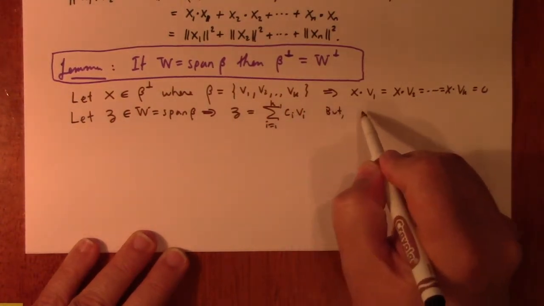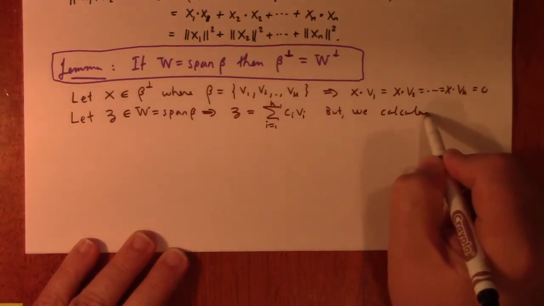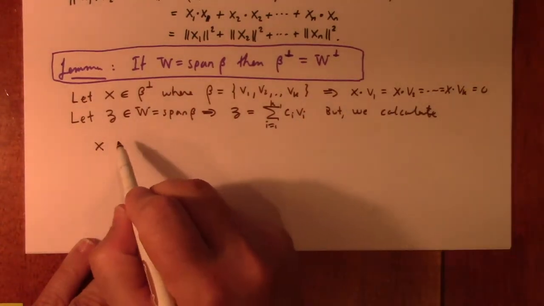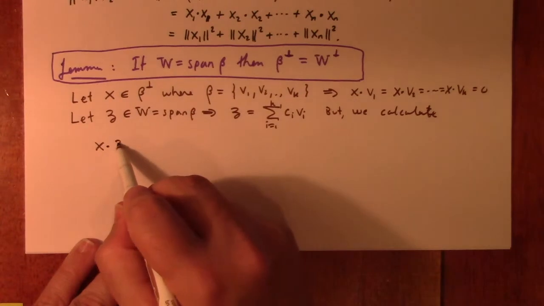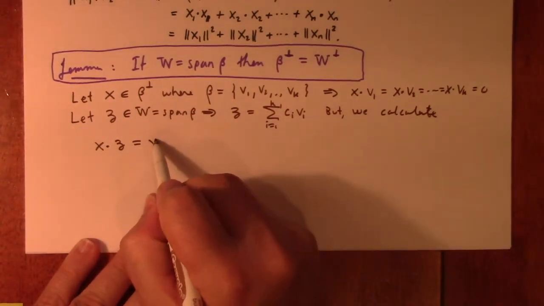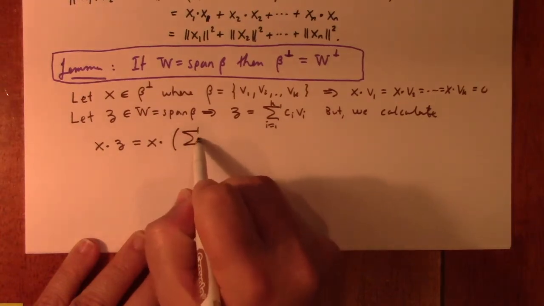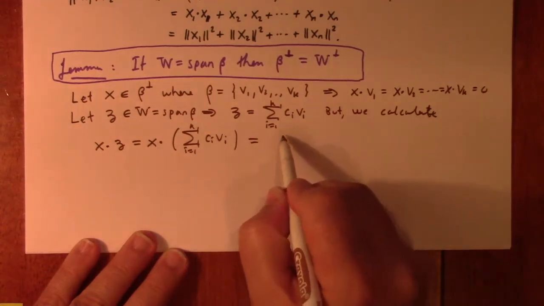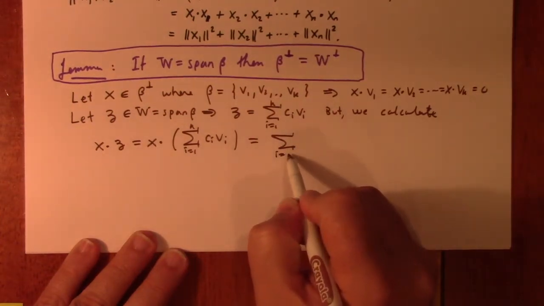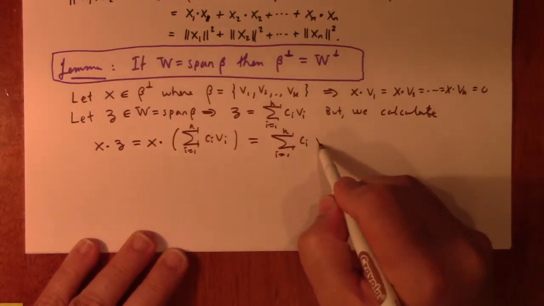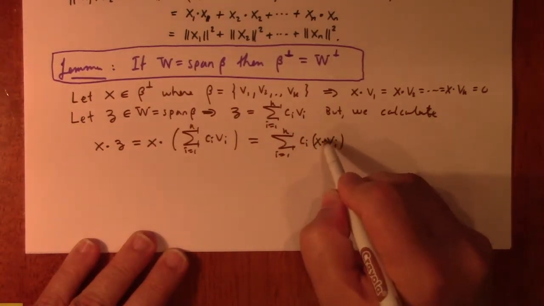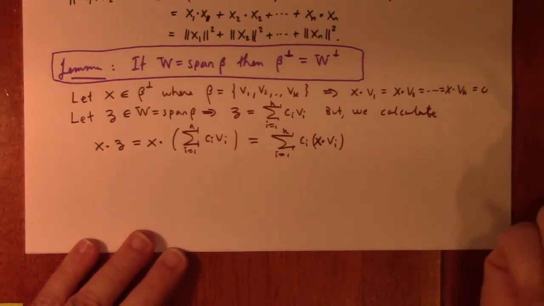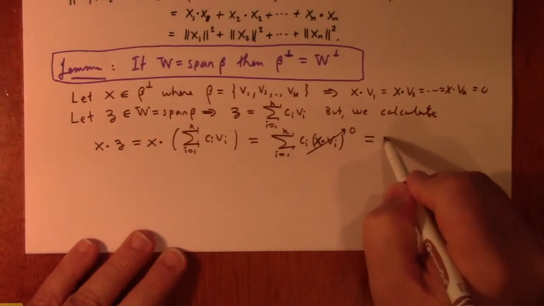But we can calculate the dot product. Let's see here, x dot z, well, that's x dot that sum, and so by properties of the dot product I can pull out the sum, but hey, x dot vi, I already know what that is, because we know that x dot everything in the basis beta is 0 because x is in the perp of beta, so this is 0 for each one, and so we get 0. Aha!